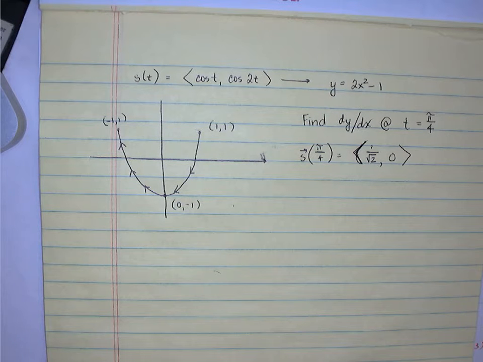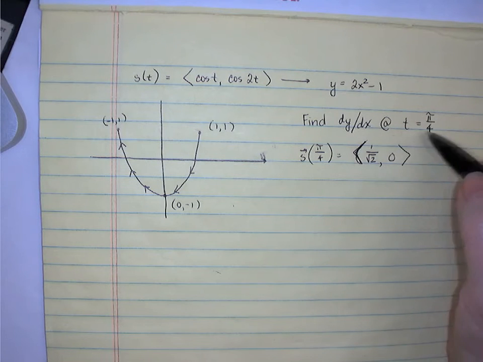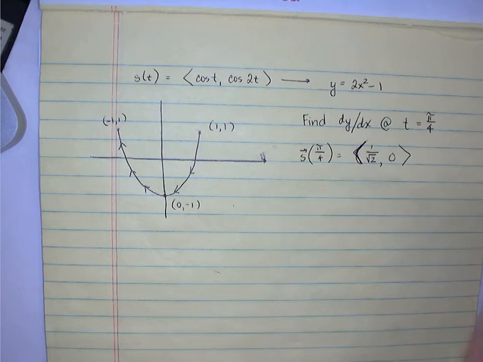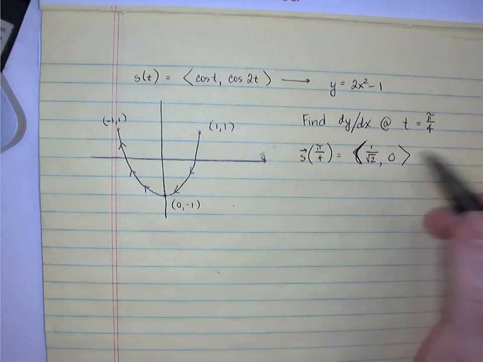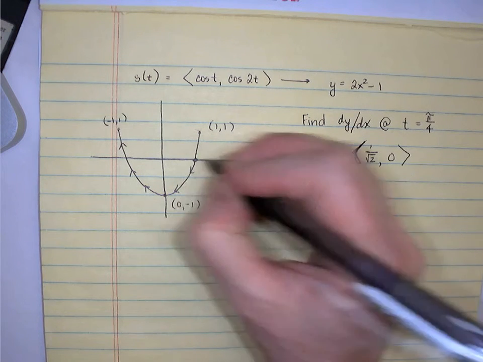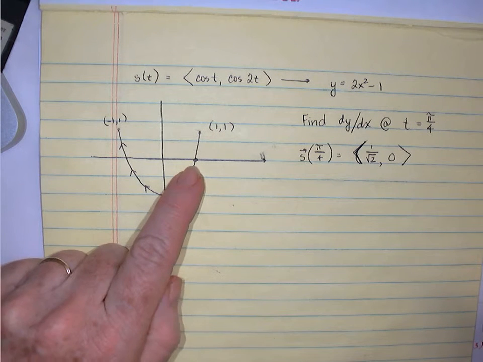When class ended, we were talking about finding the slope of a curve if we have it in parametric equations. And we were looking at this problem. Let's try to find dy/dx at t equals pi over 4. When t is equal to pi over 4, we are sitting right here on the graph at the ordered pair (1 over root 2, 0).